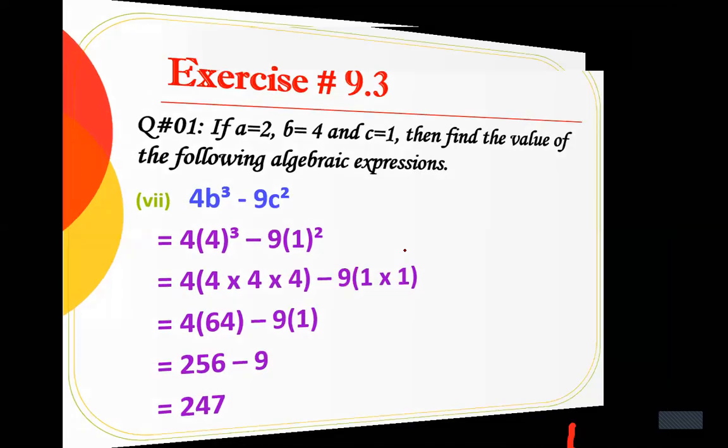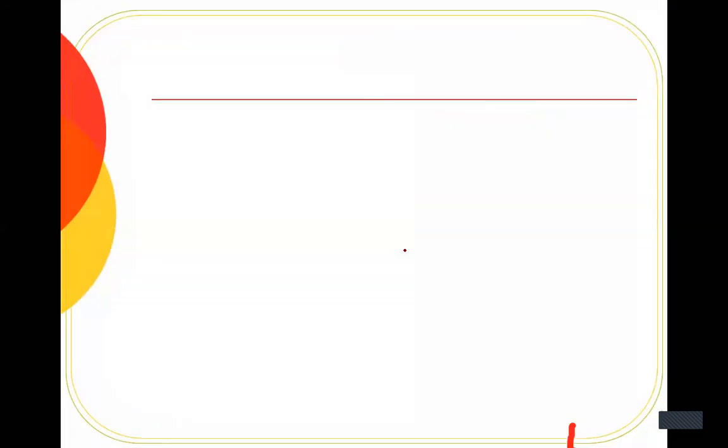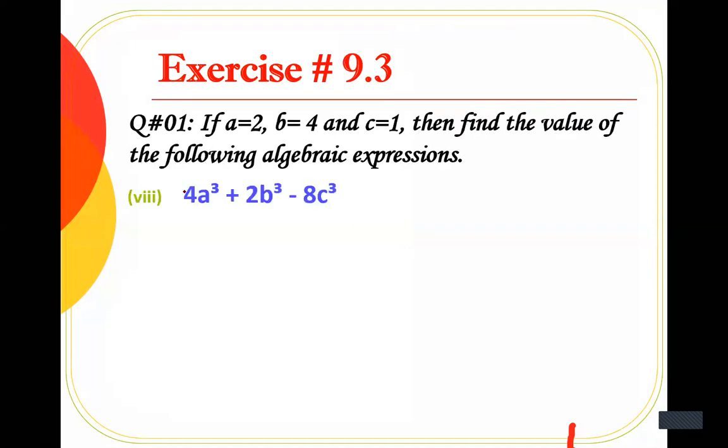Okay, now move on to the last question. Exercise number 9.3. This is the last question of this lecture. What you have here is a little bit difficult question. 4a cube plus 2b cube minus 8c cube. Again, here you have coefficient, variable and exponent.